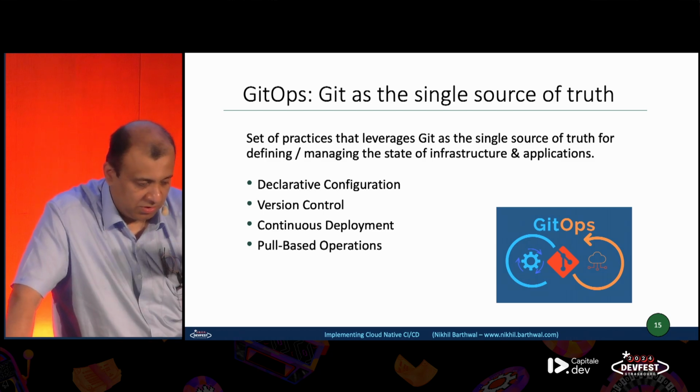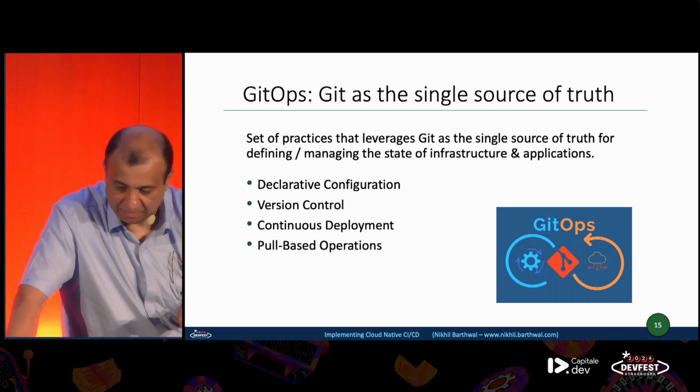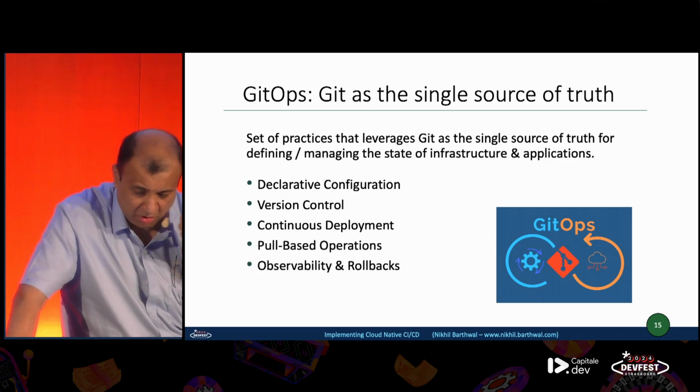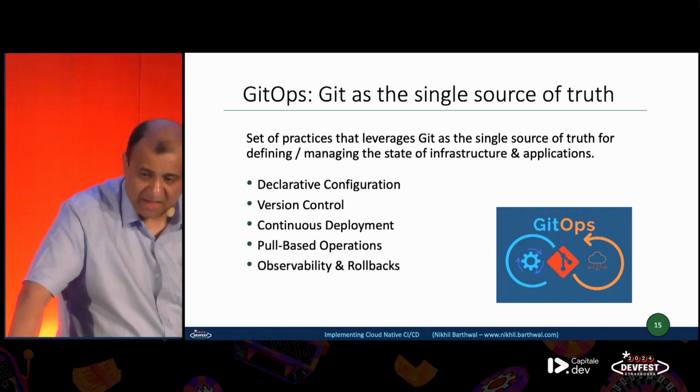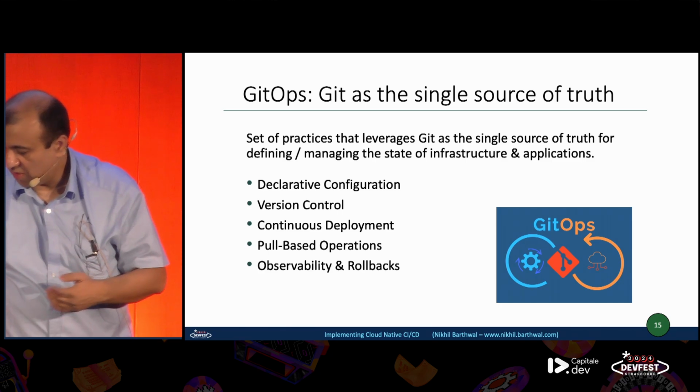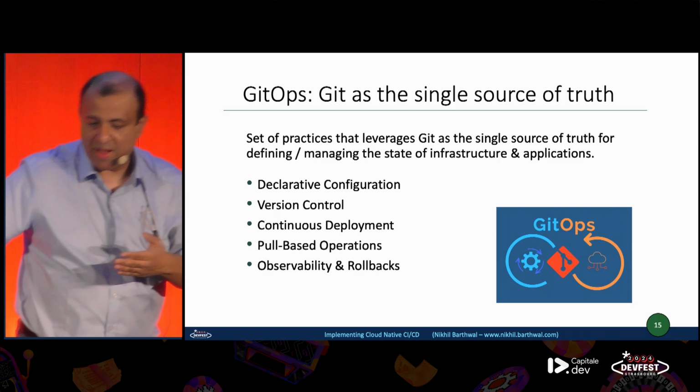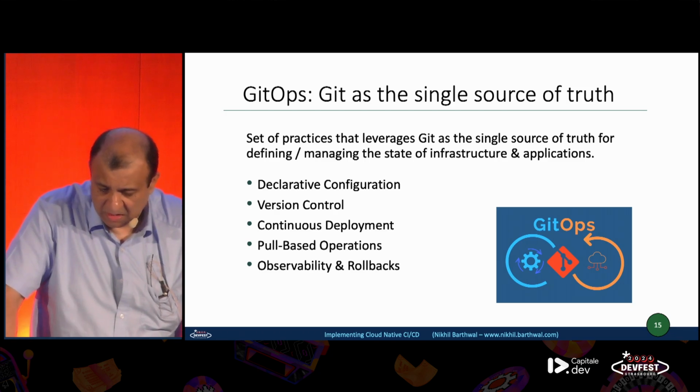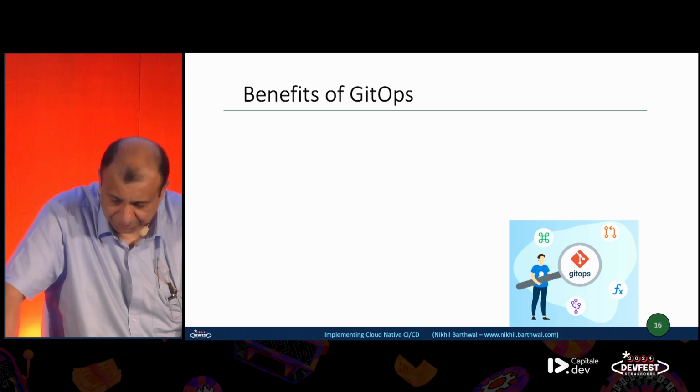Pull-based operation. So you pull, you change, the system detects, it automatically makes changes. You have a lot of observability. You have rollbacks. You want to see something went wrong. You have the version history available, so you can go back in time and recover from it. There are a lot of benefits for GitOps.